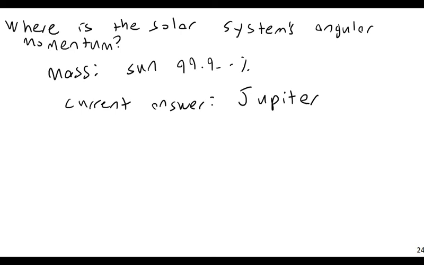Jupiter is more mass than all the other planets put together, right? By many-fold. And so, according to the traditional list of planets, Jupiter holds the bulk of the solar system's angular momentum. But I say current answer. Answer 5 years from now, who knows?